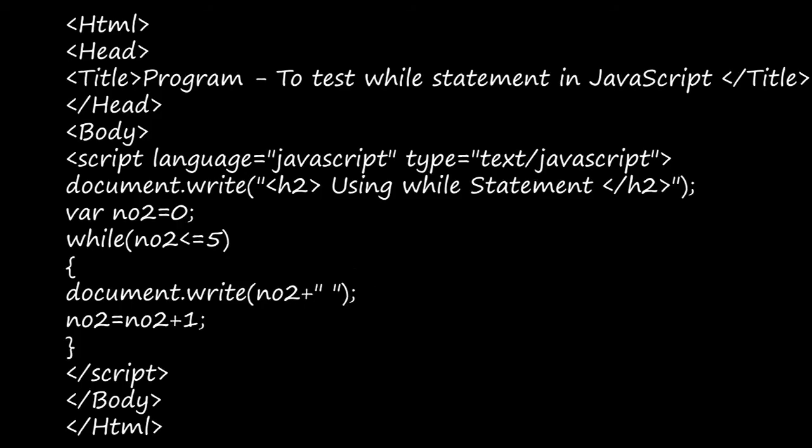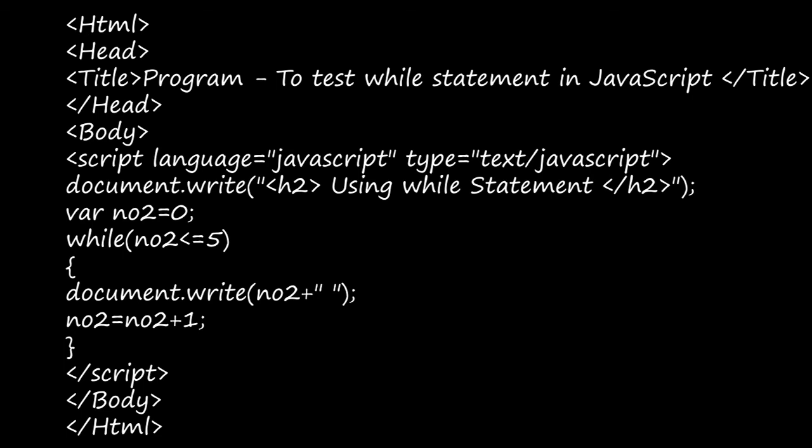You just refer to it. First line is html and then the head tag. Inside that, the title tag: program to test while statement in JavaScript. Then we have closed the title tag and the head tag, and opened the body tag. Inside the body tag, first is the script language, to include JavaScript inside the HTML coding. Script language is equal to JavaScript, type is equal to text slash JavaScript.